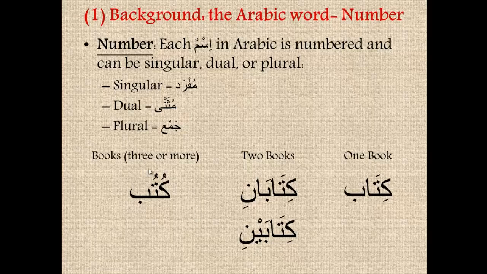And of course, we have three or more, which is kutub. So kitab is one book, kitabani, kitabaini, two books, and the plural, three or more, is kutub. The dual does not exist in the English language, so this is a very unique aspect of Al-Arabiya, of Arabic.